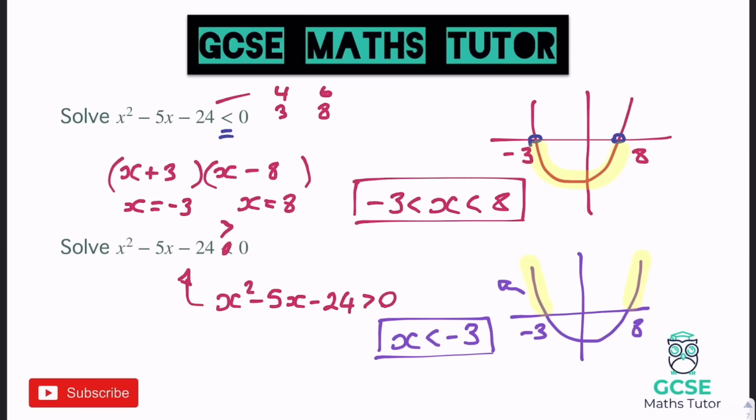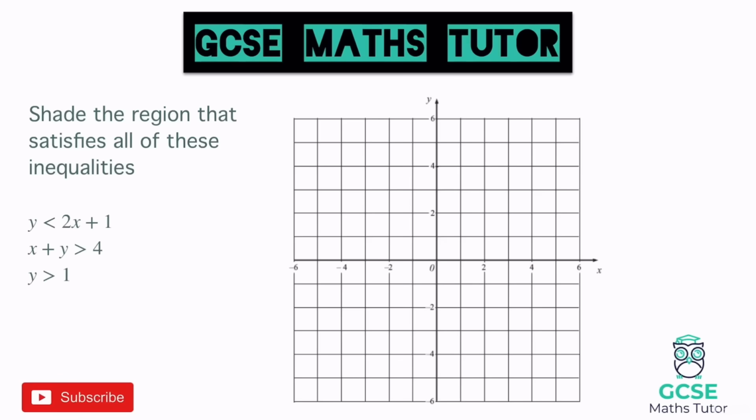But I've also got the other part, and that is going to all the numbers bigger than 8. It's going this way. So my other solution would be x has also got to be bigger than 8. So I've got two solutions here to write with my inequalities. I've got all the x values less than -3 and all the x values bigger than 8. So that's solving a quadratic inequality. Just got to think about which part of the graph you're actually looking at. Okay, and we've got a question here that's shade the region that satisfies all of these inequalities, and we've got these three inequalities there.